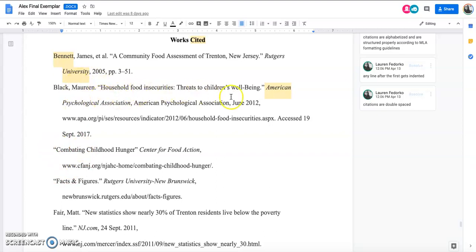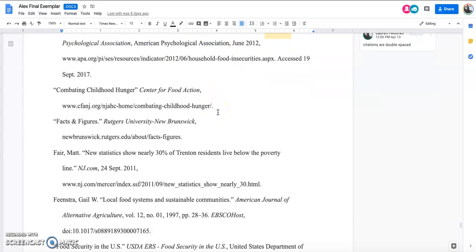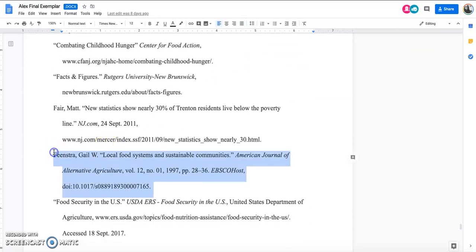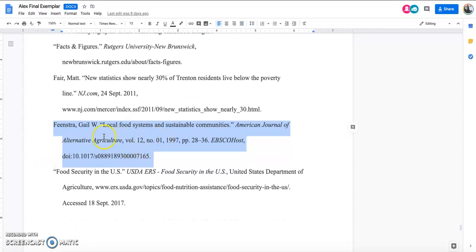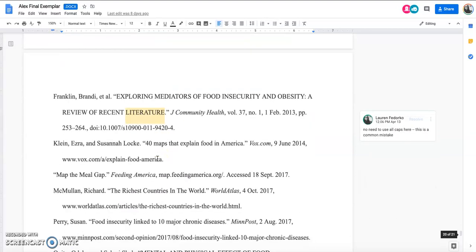You'll see that this is a scholarly source. Hold on, let me find an example. Here's a scholarly source right here. We know this because it's coming from the American Journal of Alternative Agriculture. We see the volume number, we see the issue number. We also see that it's coming from EBSCOhost. So please make sure that you are citing properly in a way that we can see whether or not your sources are scholarly. A lot of people in their midterms were missing different components of their citations, and it was very difficult to determine what the source was, where it was coming from, and that really serves as a disadvantage to you. So I'll just let you guys peek through this.